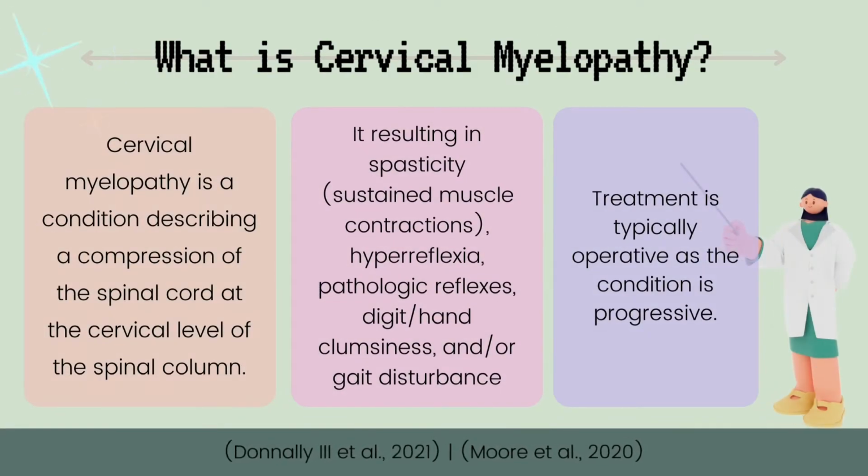Cervical myelopathy is a condition describing a compression of the spinal cord at the cervical level of the spinal column. It results in spasticity, hyperreflexia, pathologic reflex, digit or hand clumsiness, and gait disturbance. The treatment is typically operative as the condition is progressive.